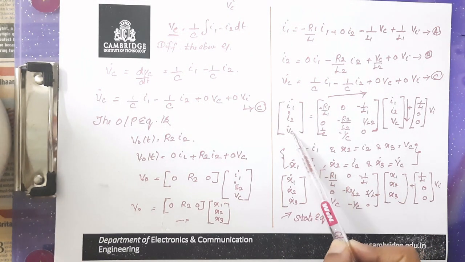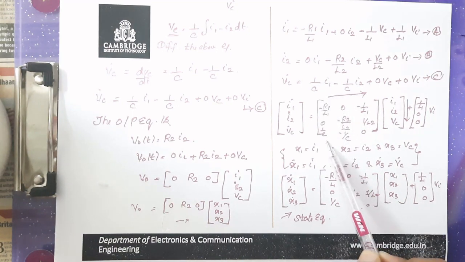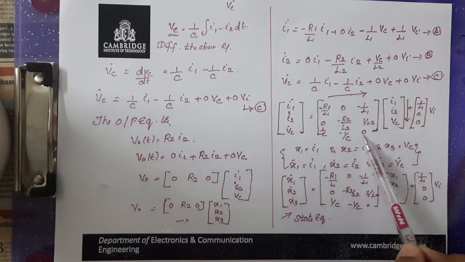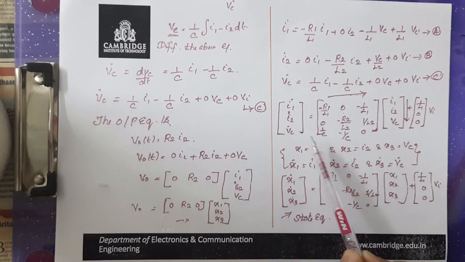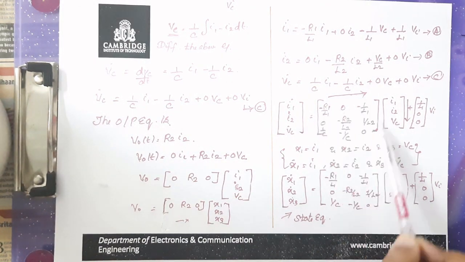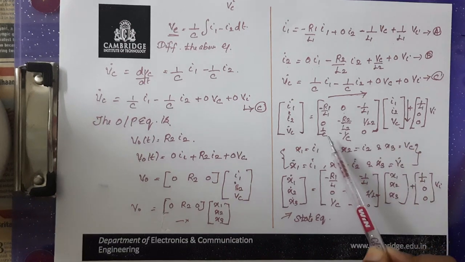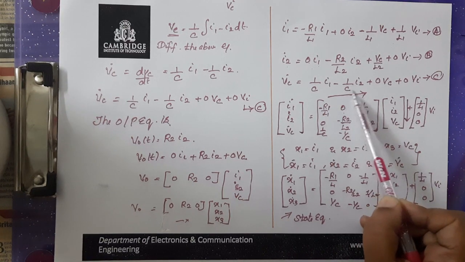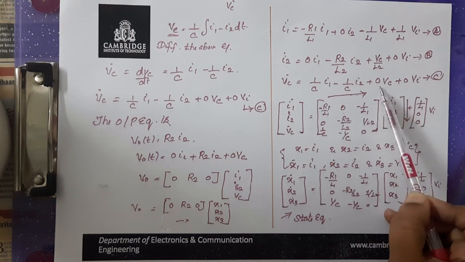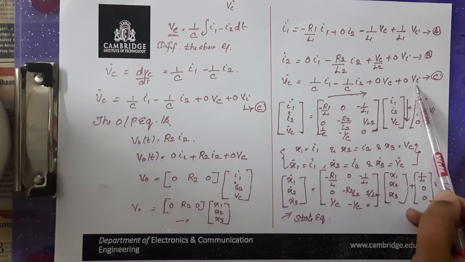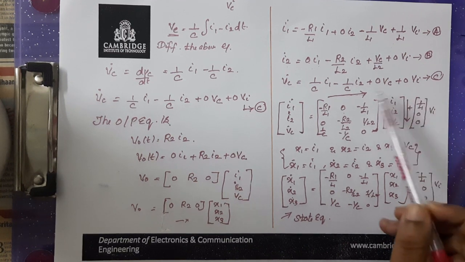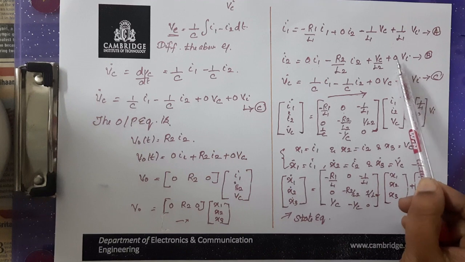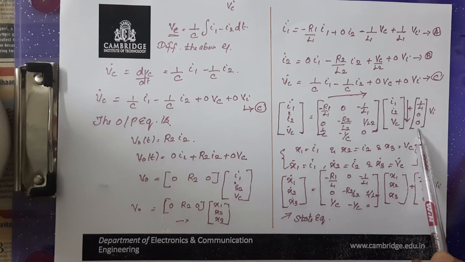Similarly, Vc dot can be written with the coefficient of I1 as 1 by C, which has been written here. The coefficient of I2 is minus 1 by C, and the coefficient of Vc is 0. To obtain this equation, we multiply the third row of the first matrix with the first column of the second matrix. So 1 by C into I1 is the first term, minus 1 by C into I2 is the second term, 0 into Vc is the third term, plus 0 into Vi. Only in equation number A do we have a coefficient of Vi as 1 by L1. In the other two equations, the coefficient of Vi is 0.